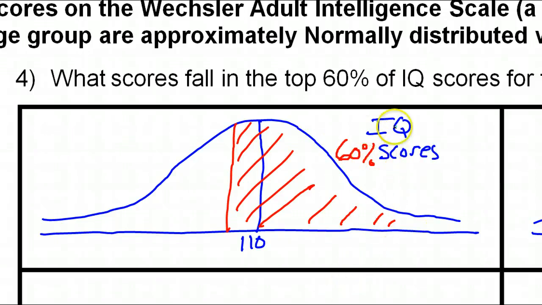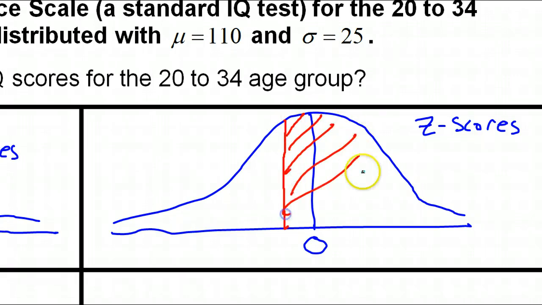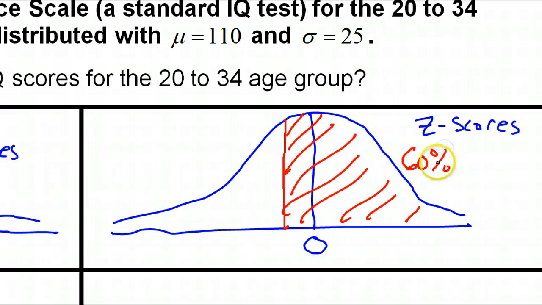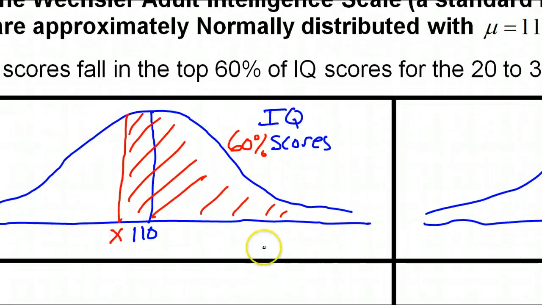Again, make sure you label this as IQ scores. And then similarly over here, the right-hand side is 50%. So again, 60% has got to be bigger than that. So there is your 60%. Make sure you have this labeled as z-scores. All right, so we are going to look for this z-score right here, which will in turn give us this x value.